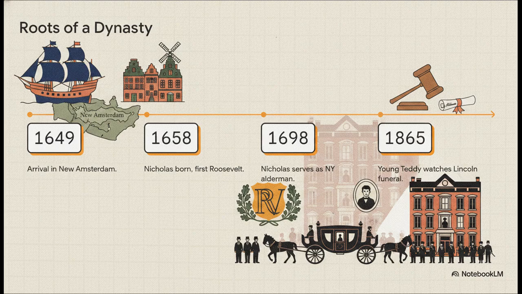Fast forward just a bit, and their son Nicholas, born in 1658, is actually the first to use the anglicized Roosevelt name. And he didn't waste time getting into politics either, serving as a New York City alderman from 1698 to 1701. By 1865, the family is so deeply embedded in the American story that there's actually a perfectly timed photograph of a 6-year-old Teddy Roosevelt and his brother watching Abraham Lincoln's funeral procession right from the window of their Broadway mansion. Talk about a front-row seat to history.